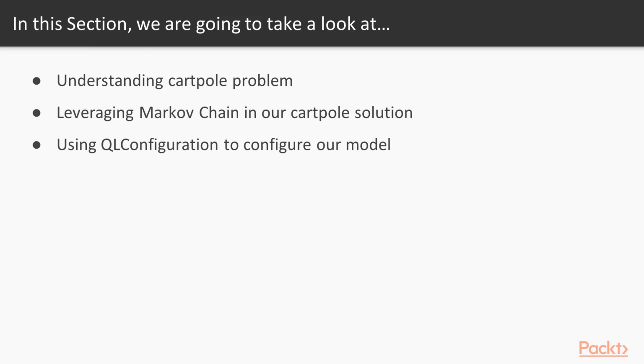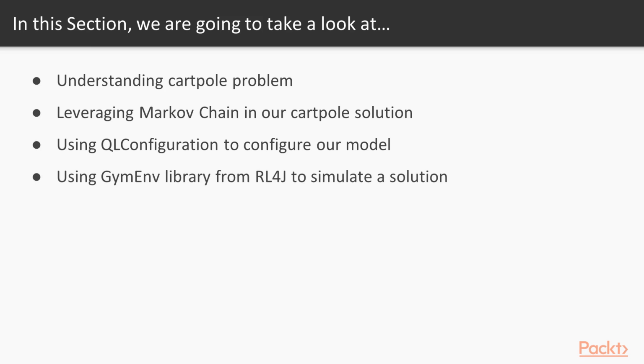In the first video, we'll be configuring the QL configuration for our model. So we'll use an API that we saw in the previous video, the last one in section 1, to configure our model. Then we'll be using the gym environment library from RL4J to simulate our solution. We'll be using gym-env to make a state and to take that state into the abstraction of the RL4J library. Finally, we'll be running Cartpole and validating our results.